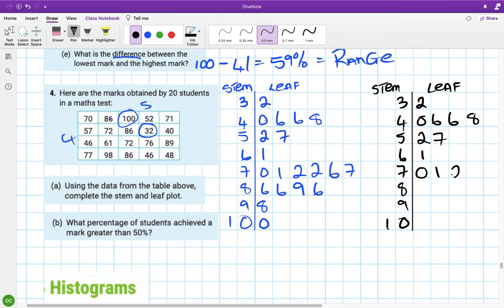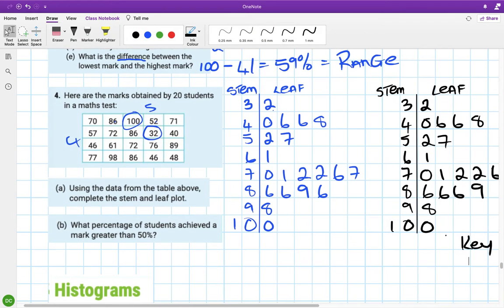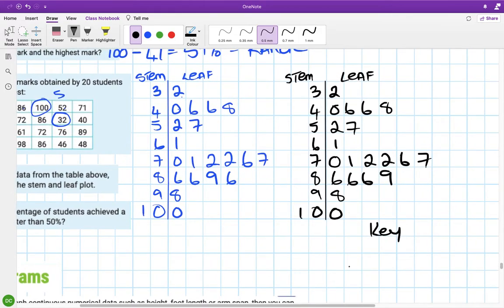0, 1, 2, 2, 6, 7 is fine. This needs to be changed. It's 6, 6, 6, 9, 8, and 0. Very little change there. Now the key. These are the marks obtained by 20 students. Okay, so 8 line 6 is 86 marks.